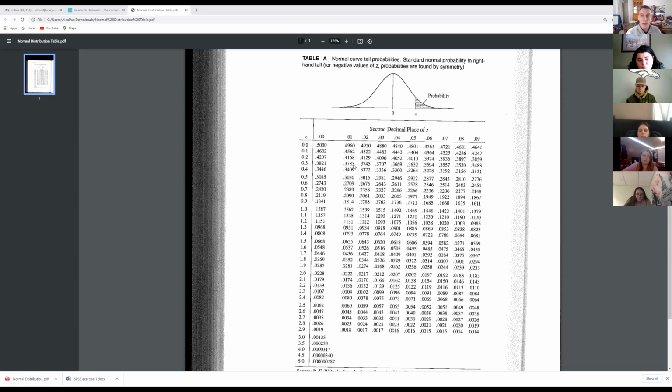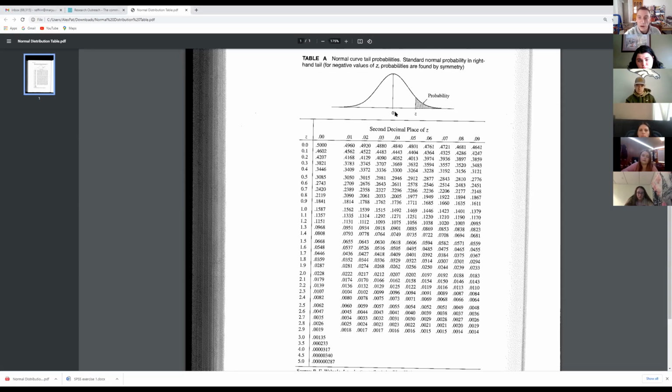Because this distribution is perfectly symmetrical, I'm going to show you how to read this table. If we look over here on the left-hand side, we see z and the number 0.0. That indicates the z-score that equals 0, which is right there, smack dab in the middle of the distribution. The table gives the normal curve tail probability, the standard normal probability in the right-hand tail; for negative values, probabilities are found by symmetry. I'll explain what that means in a second.